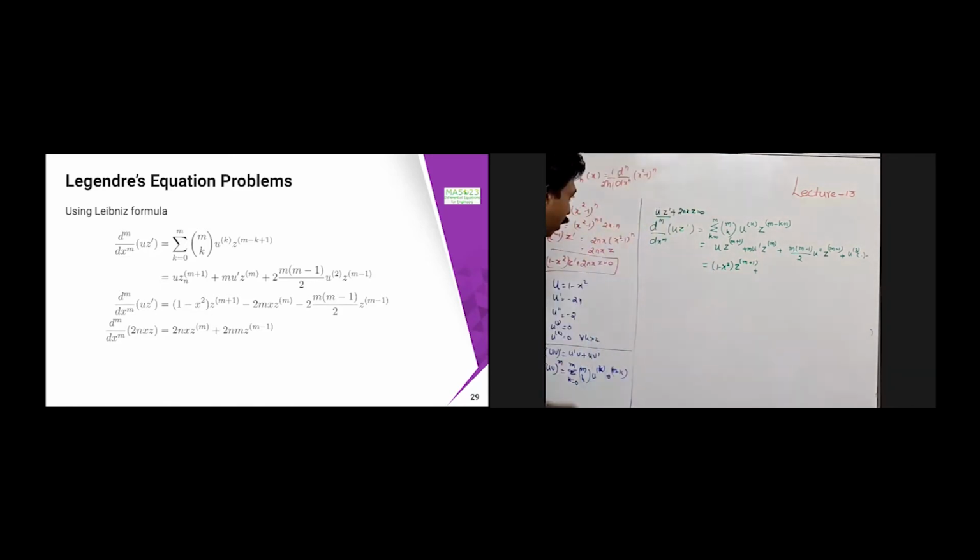So the remaining thing, I am going to replace: 1 minus x square into z power m plus 1, plus m into u dash, which is minus 2x. Therefore this becomes minus 2 m x z power m, plus m into m minus 1 by 2 into minus 2. Therefore the 2 gets cancelled, and this becomes m into m minus 1 into z power m minus 1.